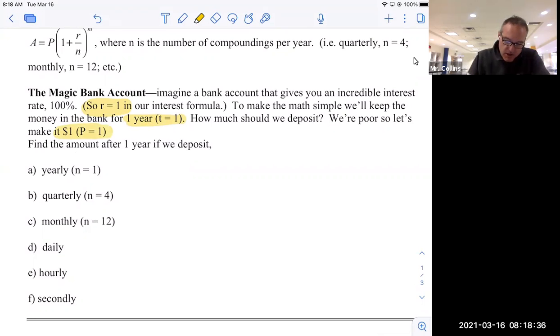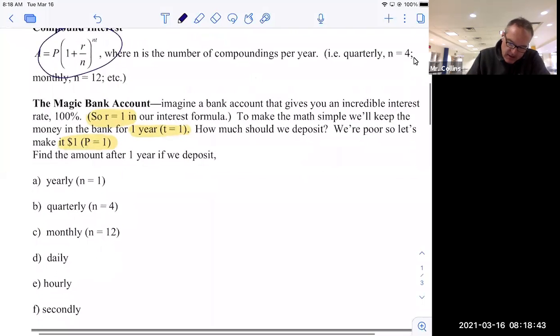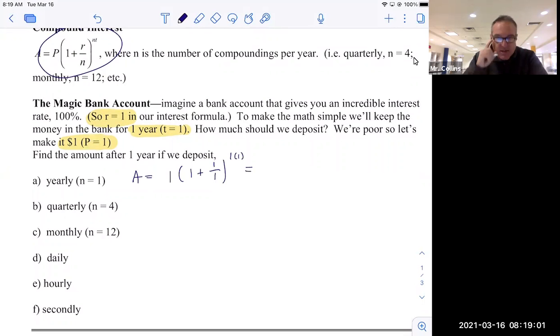And of course, what would happen yearly if I did this? Well, I'll follow this formula for the amount. The principal would be $1. 1 plus the interest rate, which is 100%. As a decimal, that's 1. I'll compound once a year, and I will do this for 1 year. And of course, big surprise, at 100% interest at the end of the year, you're going to be at $2. I don't even need my calculator for that. So you've doubled your money.